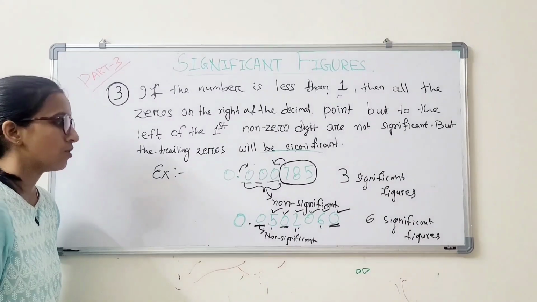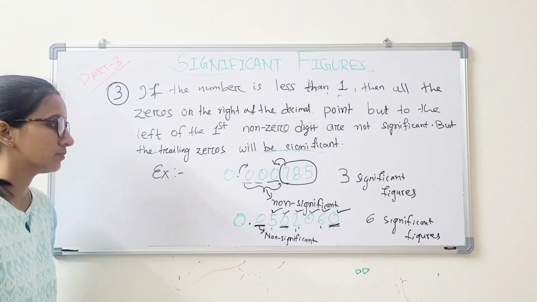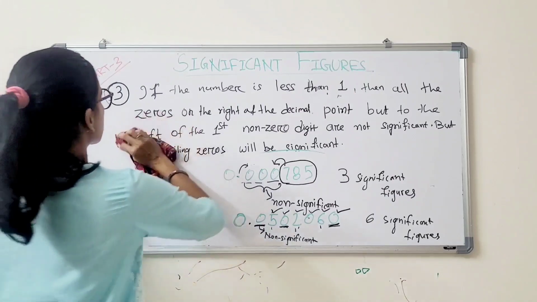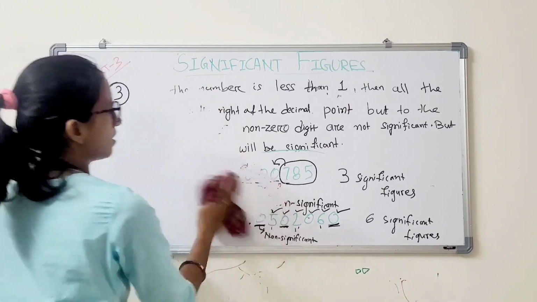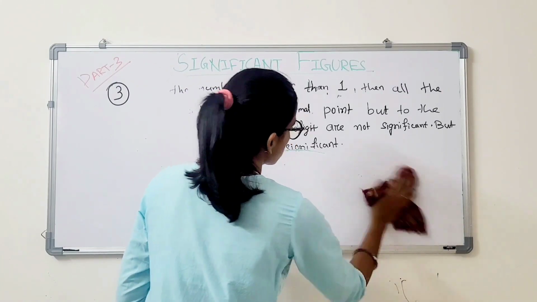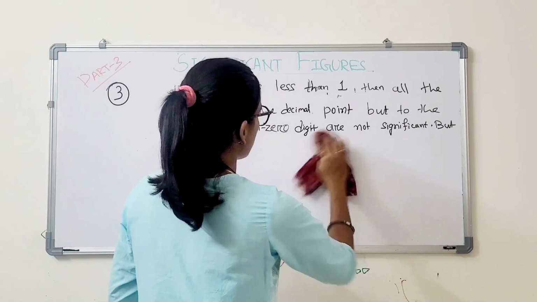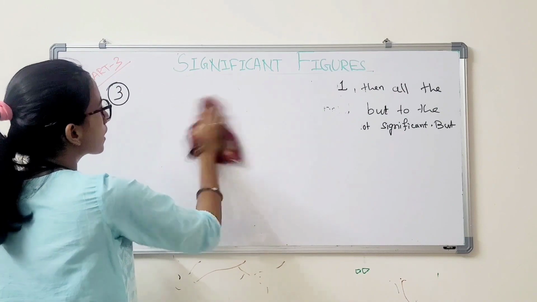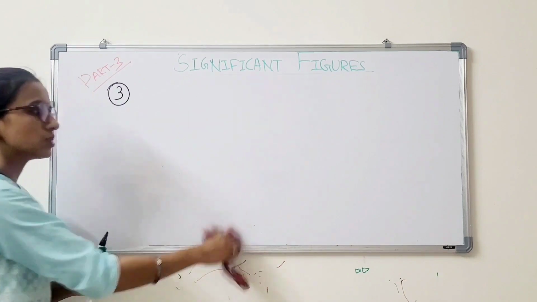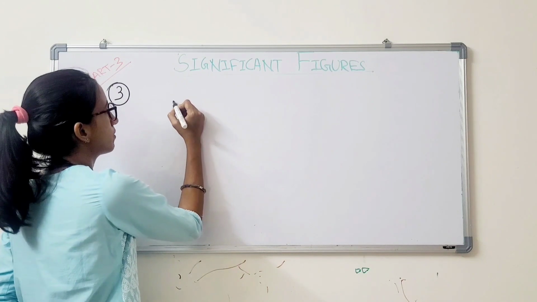Okay. I hope you got the concept of this rule. We'll go to the next rule. Next rule says, if the number doesn't have any decimal point, if it is a pure number which doesn't have any decimal point and it has trailing zeros, then those zeros will not be considered as significant.